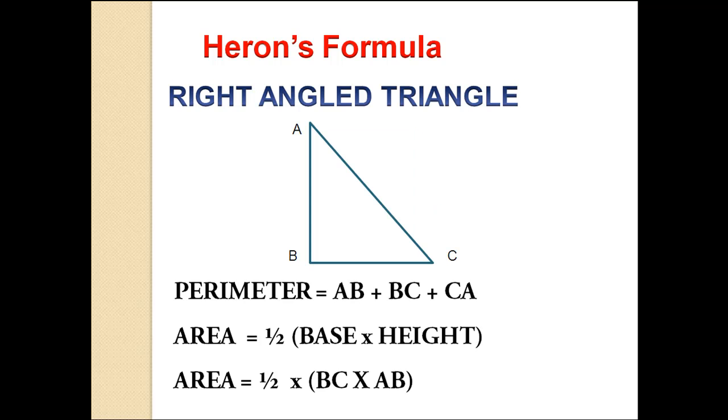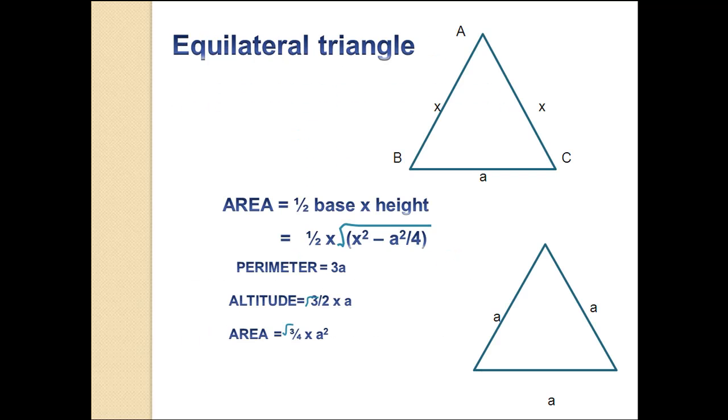Right angle triangle. Perimeter equal to AB plus BC plus CA. A right angle triangle ABC is given here. So AB plus BC plus CA is the perimeter of the right angle triangle. Area equal to half into base into height. Area equal to half into BC into AB.